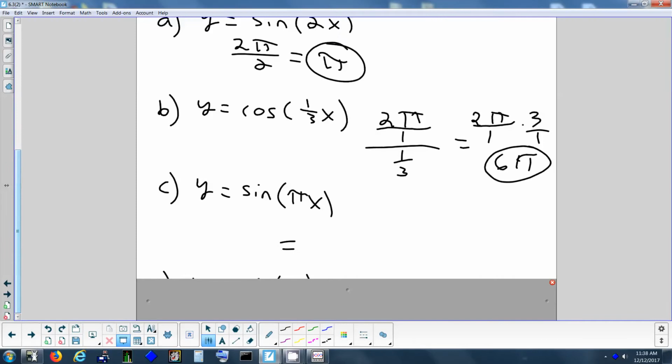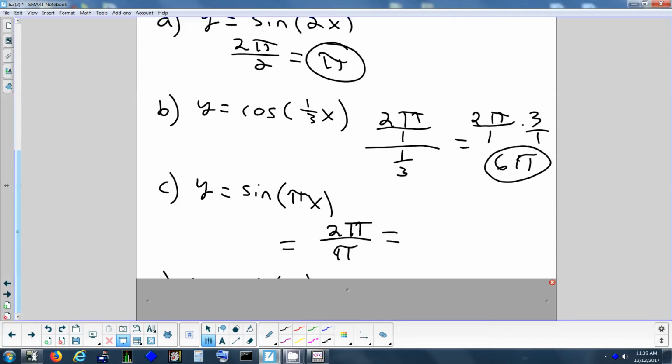What's the fraction I would set up to find the period this time? Brandon, what would be the fraction? I apologize. What goes in the top of the fraction? 2 pi. 2 pi always goes in the top. What goes in the bottom? Not x, but what's in front of x. There's no 1 in front of x there. Pi.